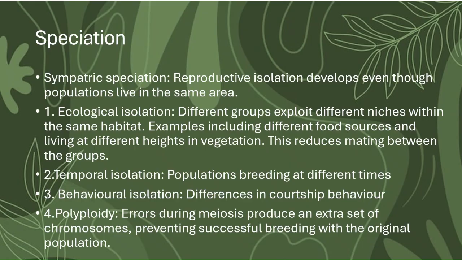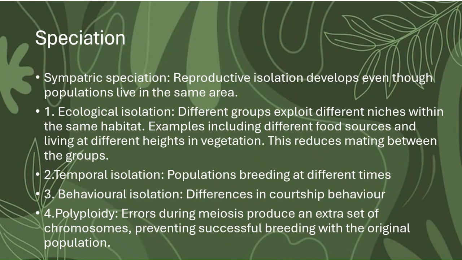So sympatric speciation is the second type of speciation. So the reproductive isolation develops even though populations live in the same area. And possible reasons are ecological isolation. So different groups exploit different niches within the same habitat. So examples include different food sources and living at different heights in vegetation. And this reduces mating between the groups. Then you have the temporal isolation, so populations breeding at different times. Another possible reason is behavioral isolation, so differences in courtship behavior.